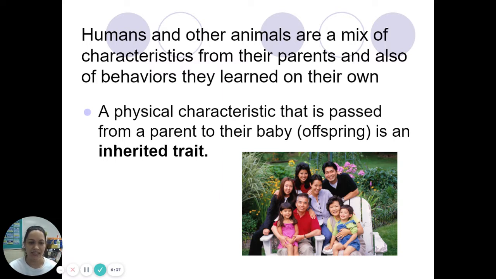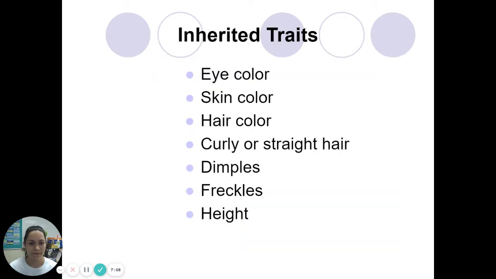Now, a physical characteristic that is passed from a parent to their baby or offspring is an inherited trait. So things such as eye color, hair color, etc. All right. We inherit those things from our family. Sometimes you can even get them from your grandparents. Maybe your grandparents had blue eyes, your mom had brown eyes, but then when you came around, you had blue eyes, and you probably could have gotten those blue eyes from your grandparents and also from the other side of the family.